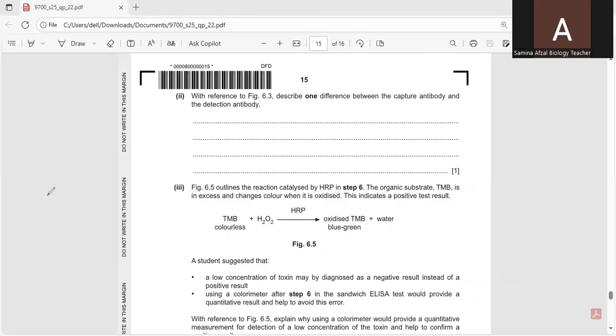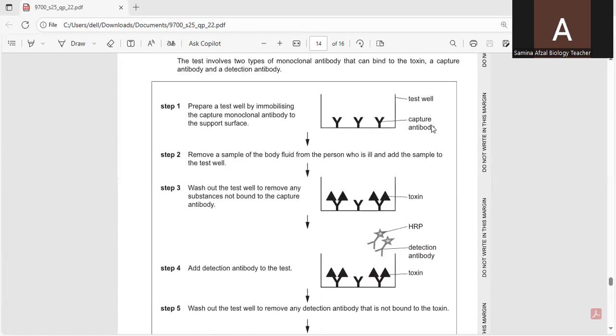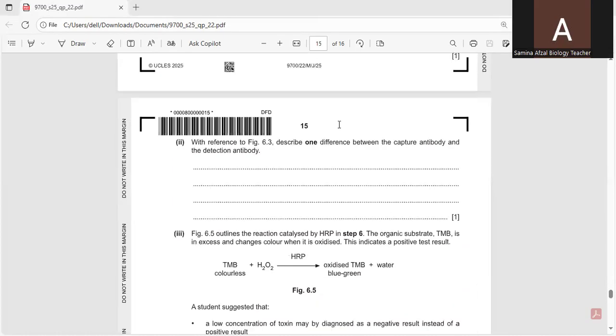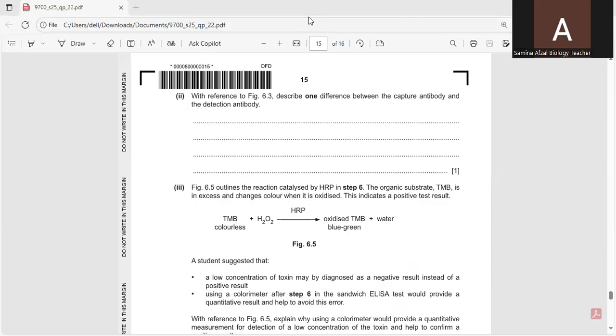So with reference to figure 6.3, describe one difference between the capture antibody and the detection antibody. So this is the capture antibody and this is the detection antibody. On the detection antibody, you can see the HRP is attached, whereas the capture antibody is without this. So now we have to write only one difference between them.